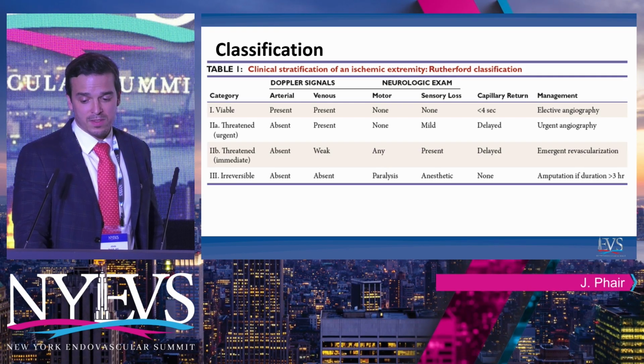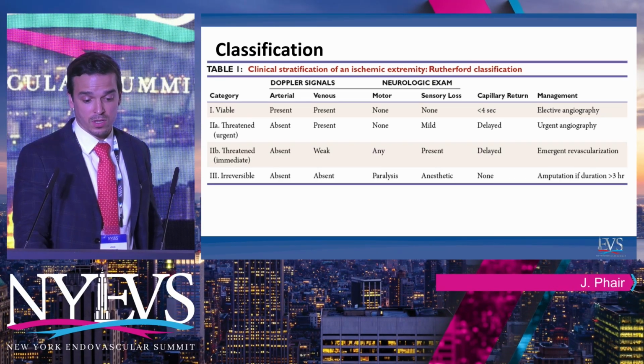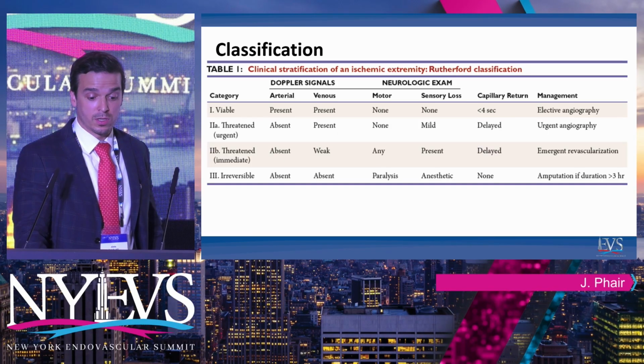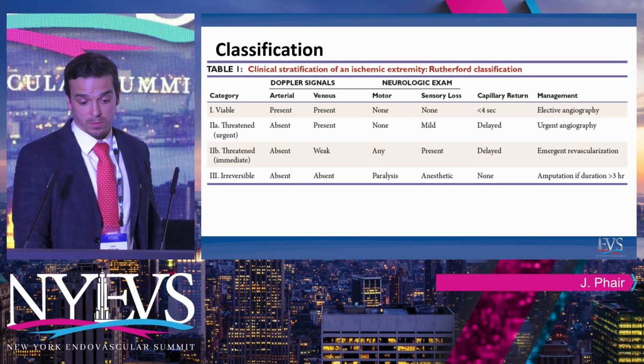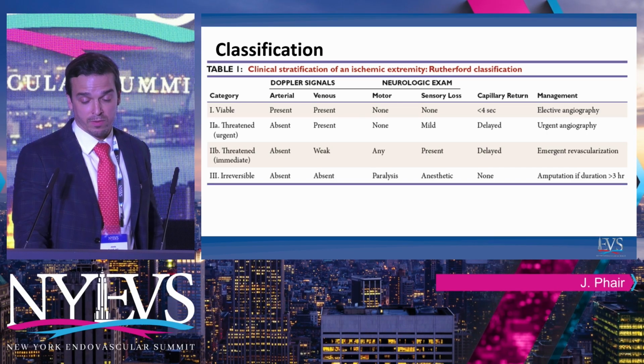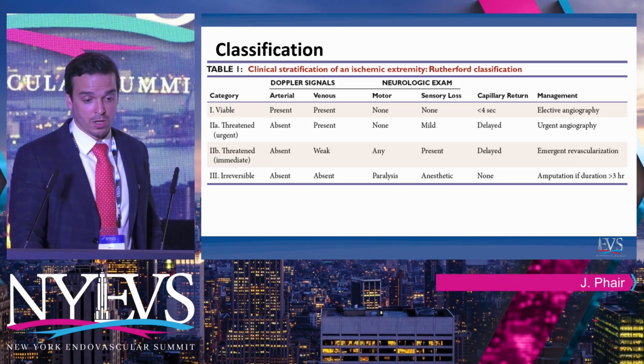And you have some time in these situations to start a heparin drip and to evaluate the patient. However, when a patient comes in with 2B, this is a reason for emergent repair, emergent imaging. You have absent arterial signal, some possible motor loss, sensory loss, delayed capillary refill, and we need to go to the operating room or the endovascular suite for revascularization.